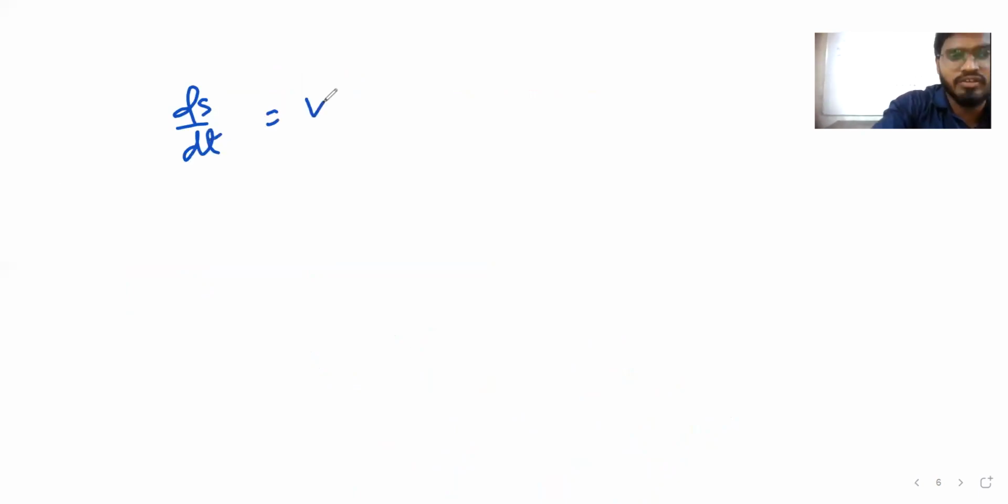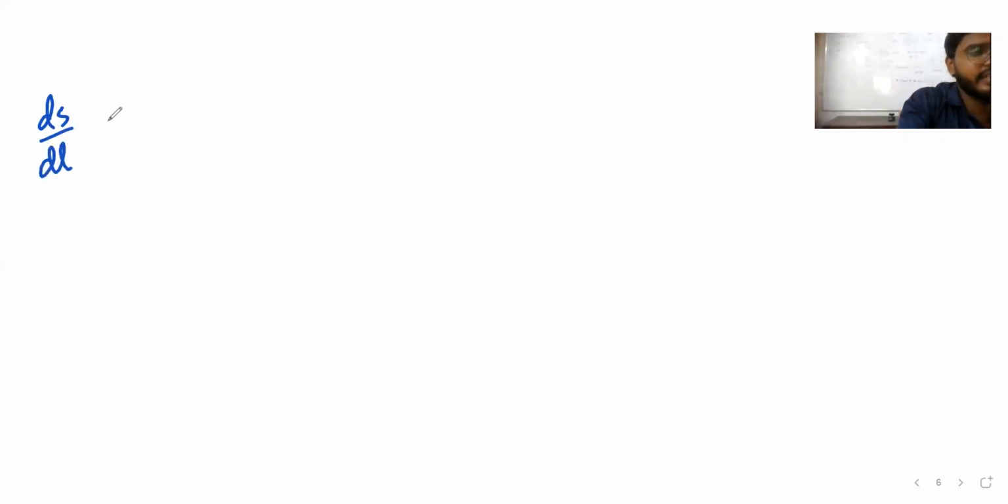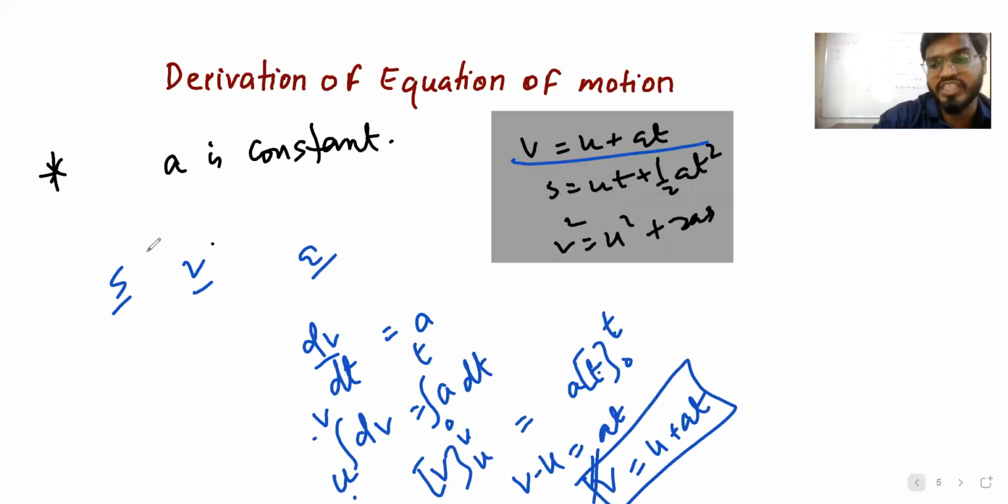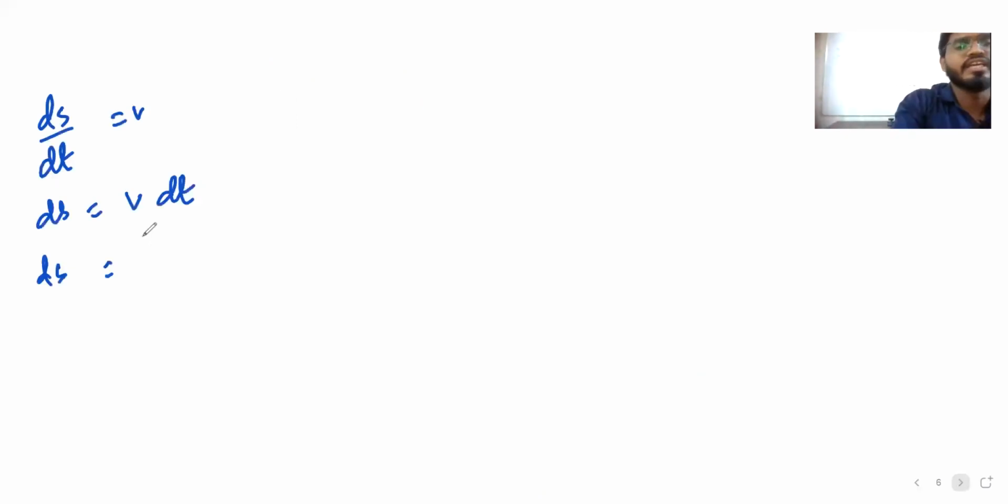Fine. Now the next: s is equal to ut plus half at square. As I told you before also, you go one step ahead, so ds by dt is equal to what? Velocity. So ds is equal to v dt. v is equal to what, guys? From the first equation, v is equal to u plus at. So u plus at into dt. Now integrate this again.